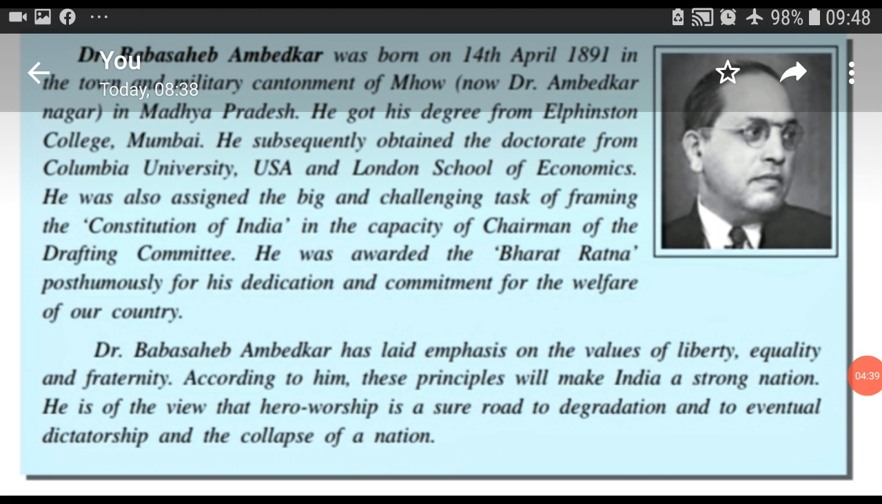Dear students, after going through the brief information about the writer Dr. Babasaheb Ambedkar, we got to know that he was born on 14th April 1891 in Mhow, which is located in Madhya Pradesh, and now it is renamed as Dr. Ambedkar Nagar. This new name clearly tells us the huge importance of Dr. Ambedkar as a person and his great contribution towards our nation.